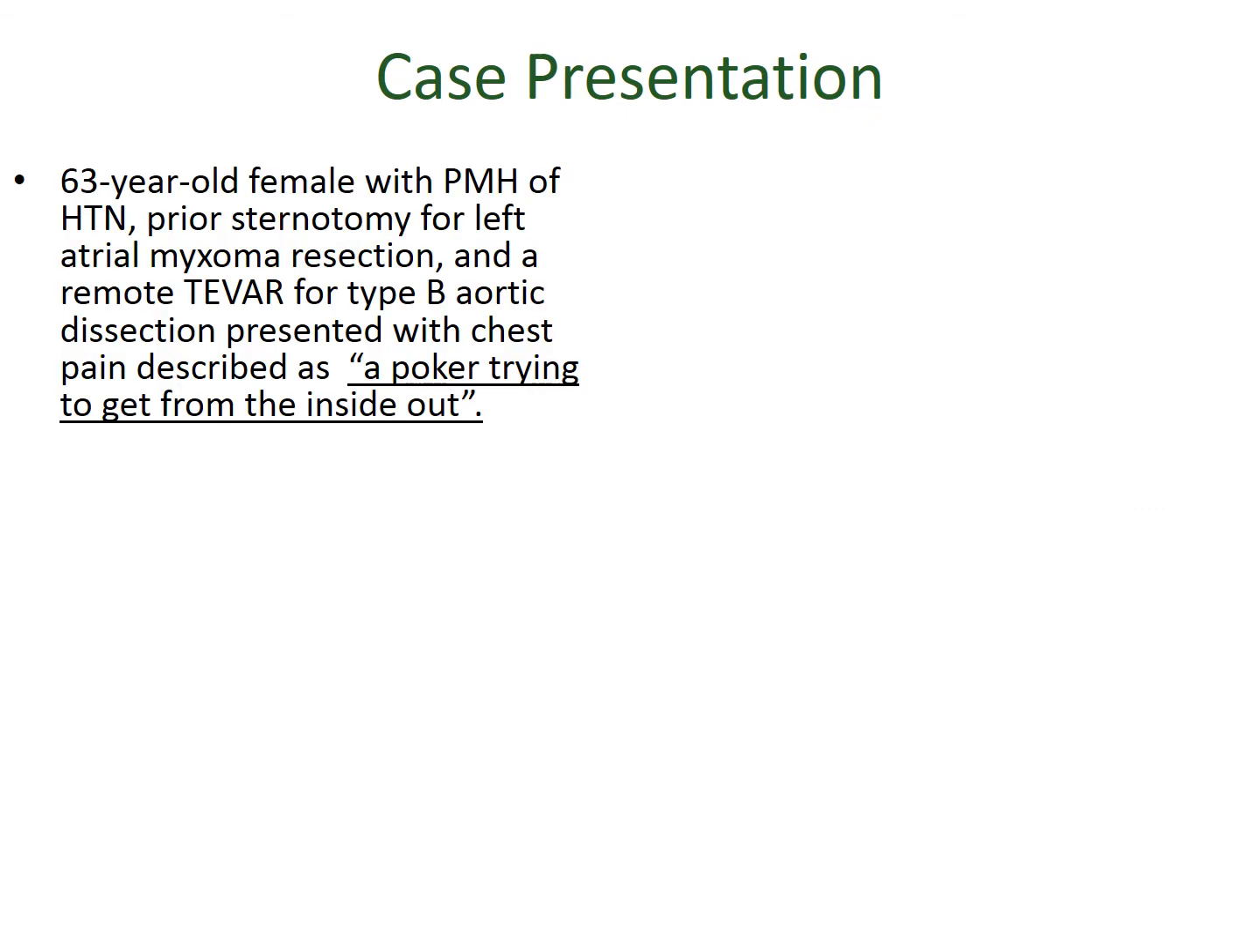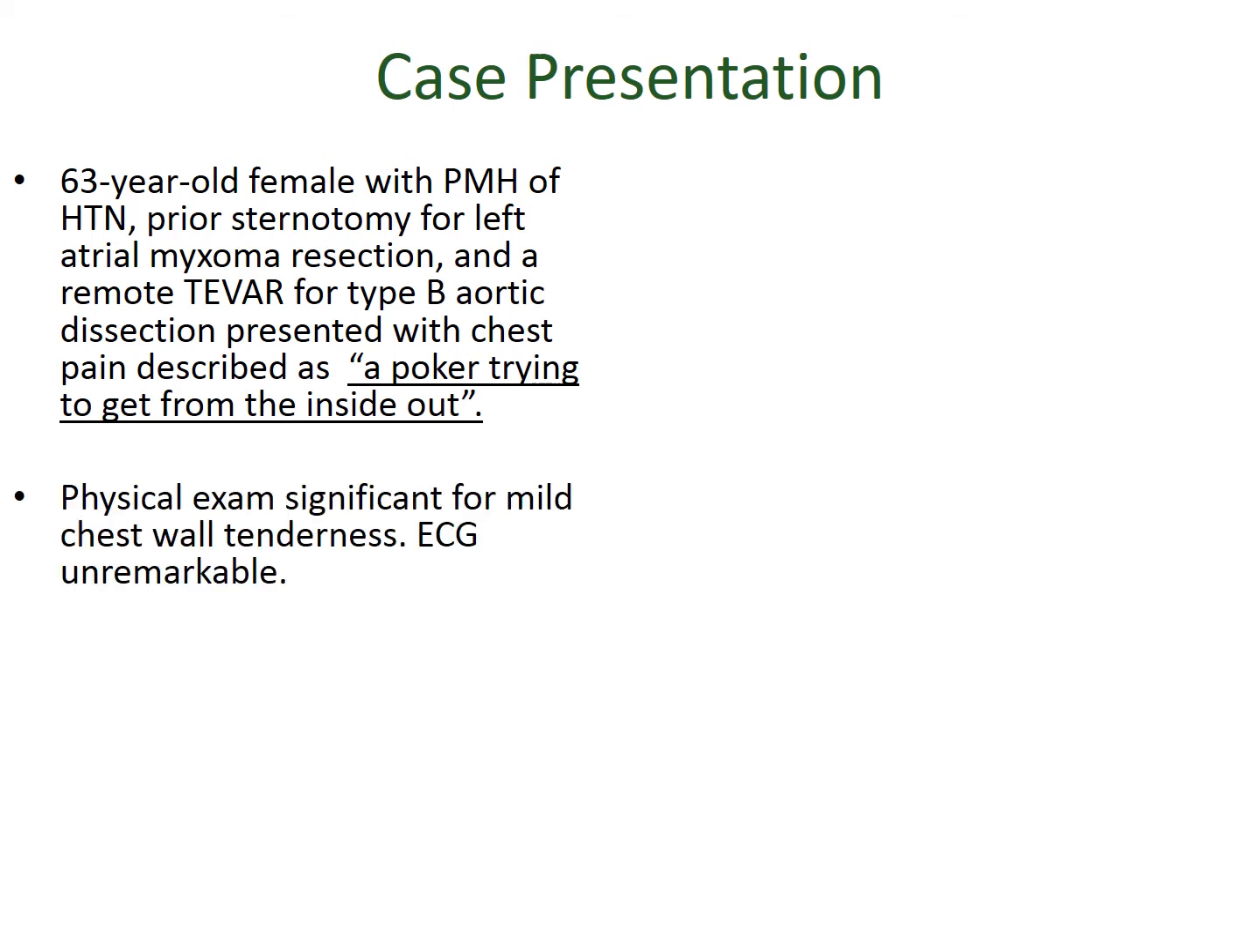A 63-year-old female with past medical history of hypertension, prior sternotomy for left atrial myxoma resection, and a removed TEVAR for type B aortic dissection, presented with chest pain described as a poker trying to get from the inside out. The pain developed after she lifted her brother, was intermittent, sharp, non-exertional, and associated with movement and shortness of breath.